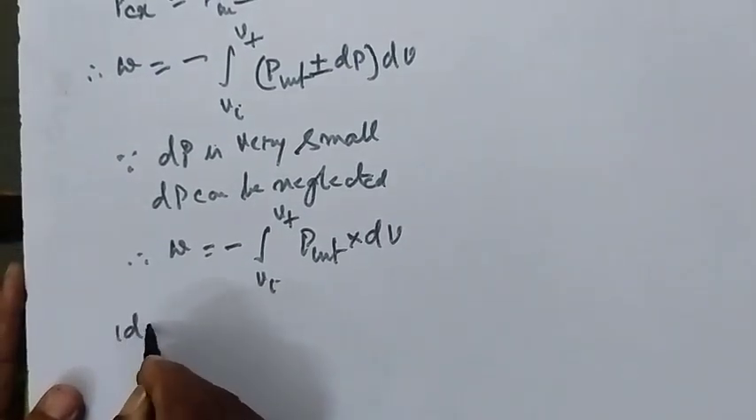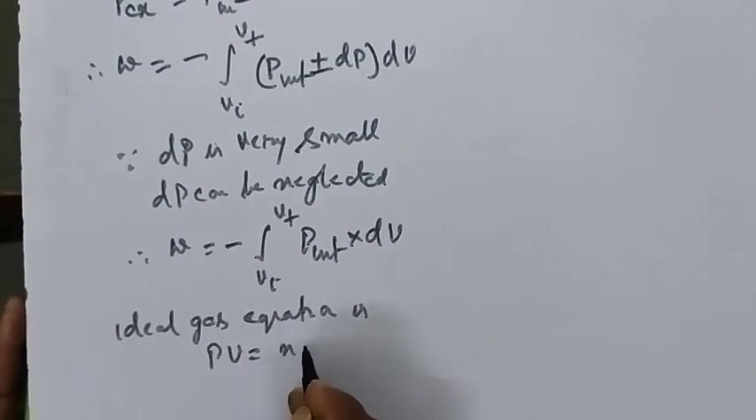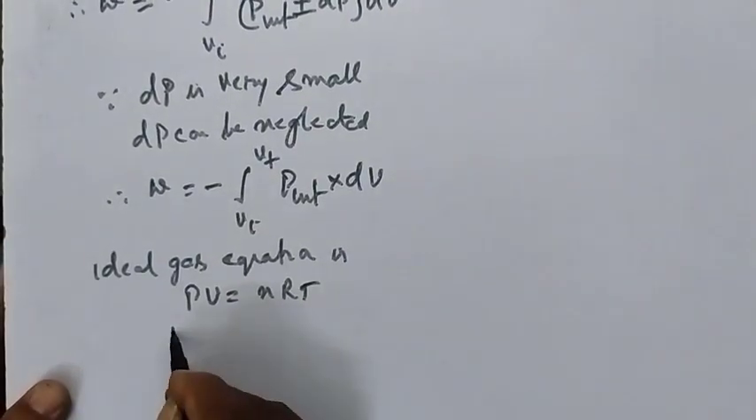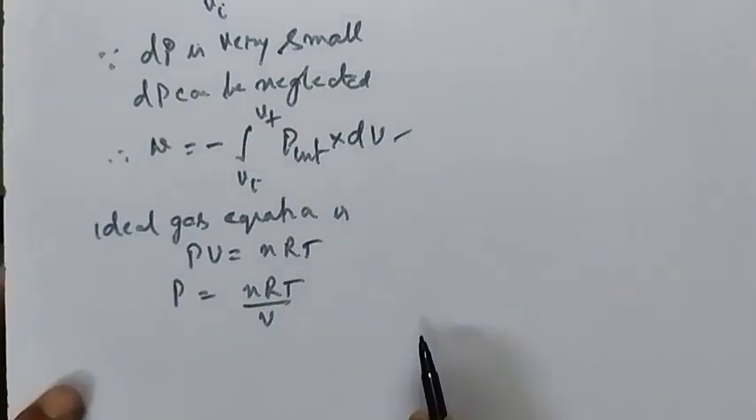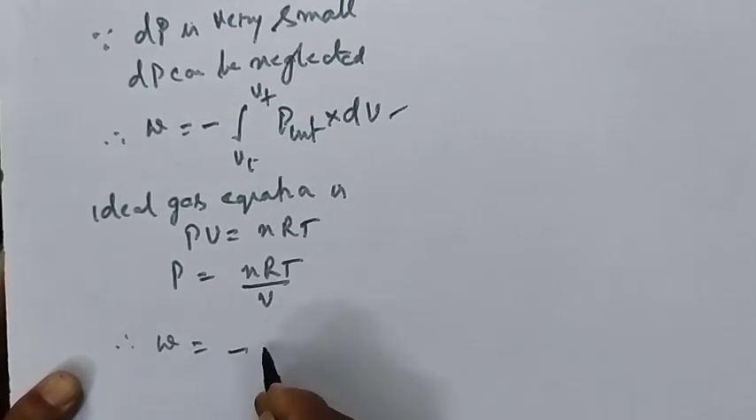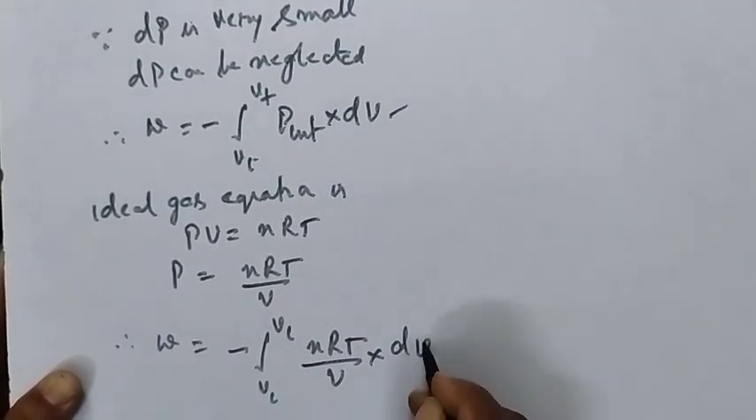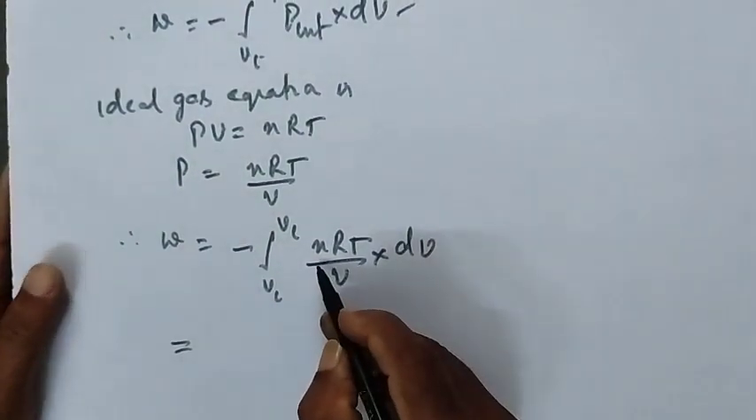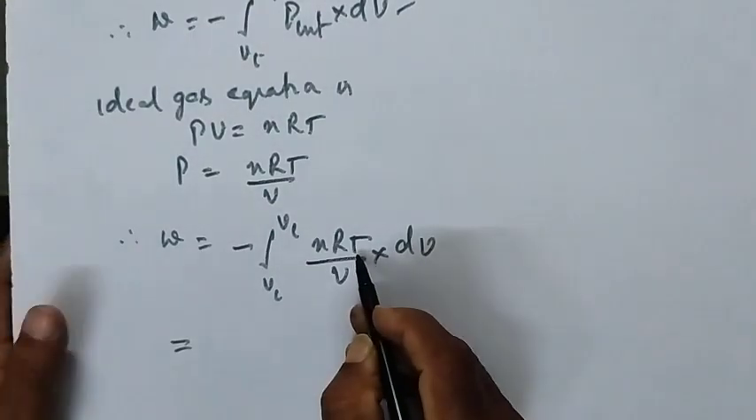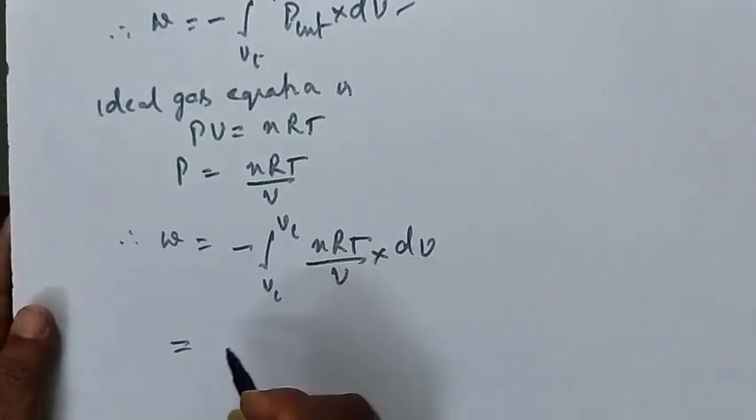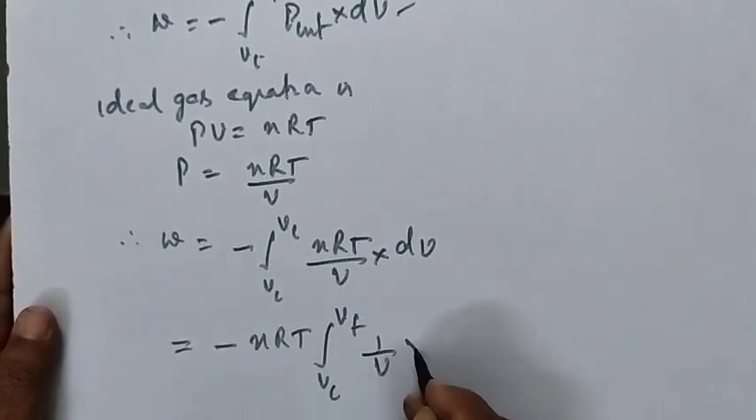But what is the ideal gas equation? Ideal gas equation is PV equal to nRT. So P equal to nRT by V. Let us substitute this value here. Therefore, W is equal to minus integral V initial to V final nRT by V into dV. Here n is the number of moles, constant, R is the gas constant, and if the process is carried out at constant temperature, T is also constant. Therefore, let us bring these constant terms outside the integral. Therefore, minus nRT integral V initial to V final 1 by V into dV.